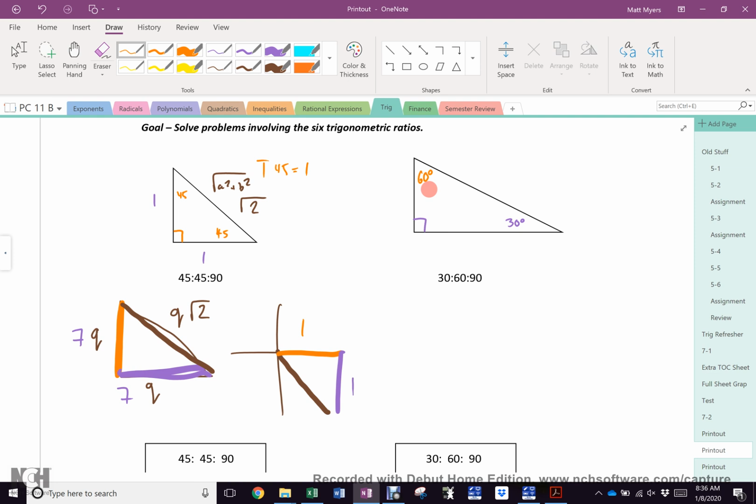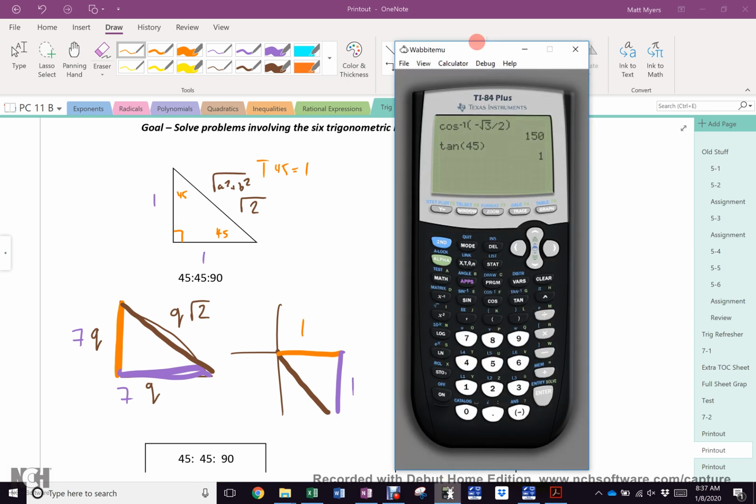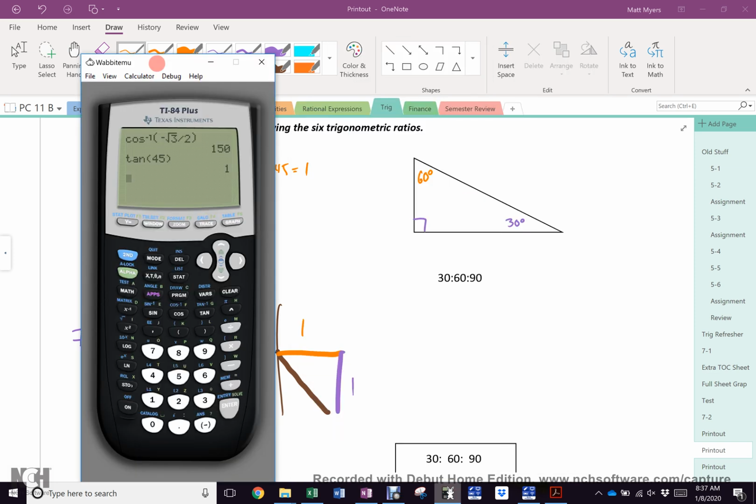We could try tan of 30, sine of 30, cos of 30, tan of 60, sine of 60, cos of 60, right? So let's go to our calculator and try them. What do you want to try first? Tan of 30? Okay, so tan 30. Oh, that's not a pretty number to work with, yeah?